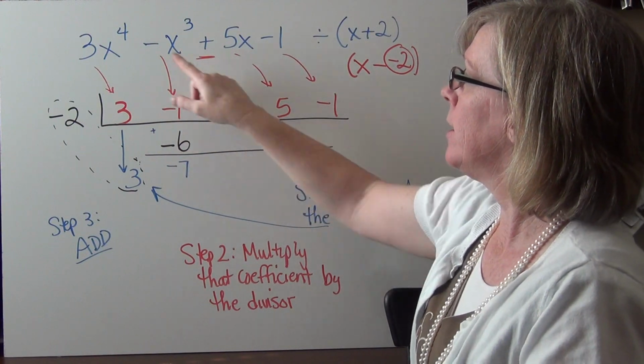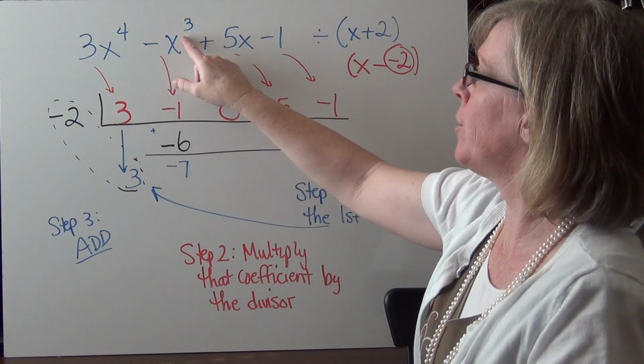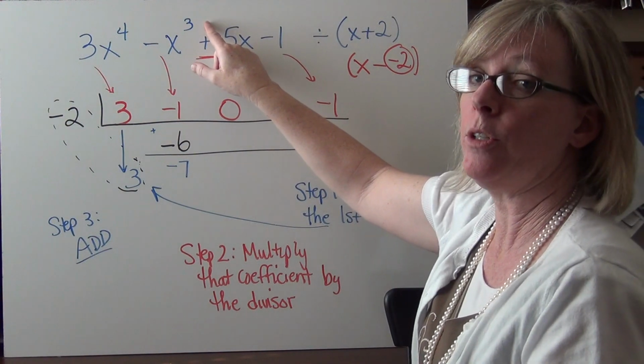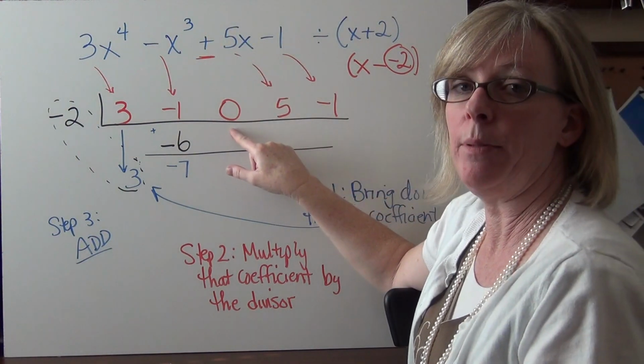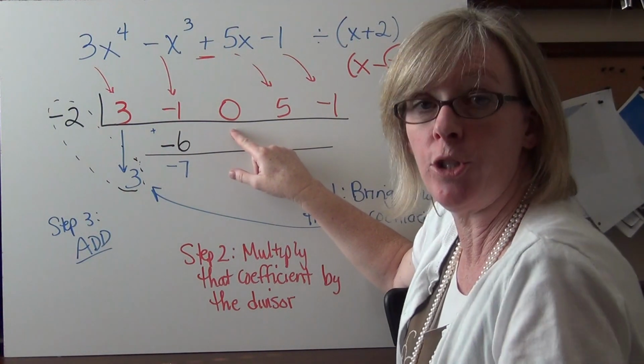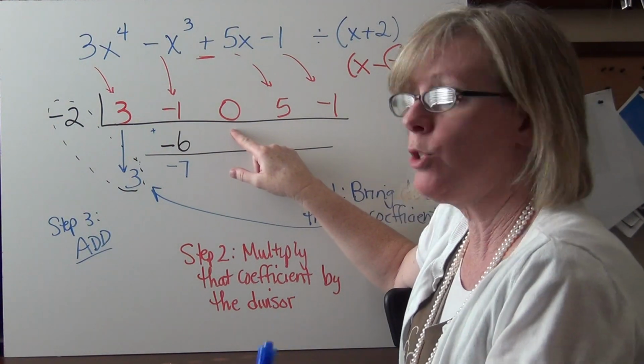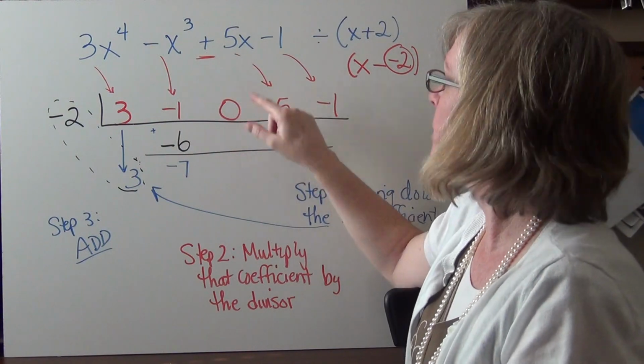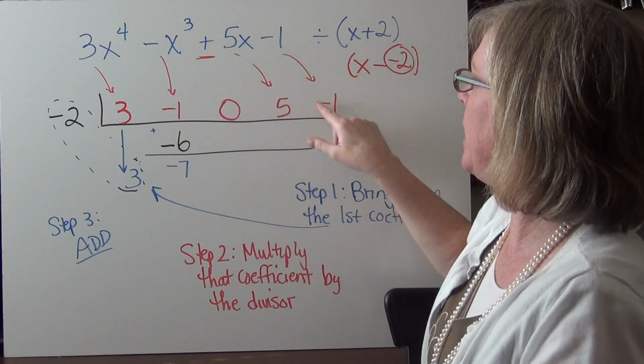Now take a look here. I have an x to the fourth term and an x to the third term. See how there's no x squared term? I have to put a 0 in that place and hold its place, the same way we would do with numbers. If you have 502, we're putting a placeholder in there. Then a 5 for the x, and then the negative 1.